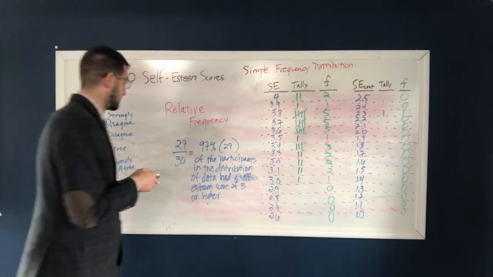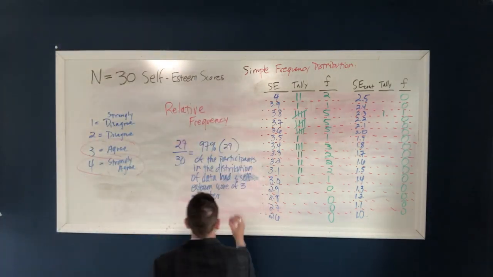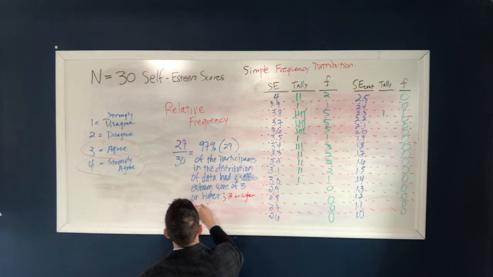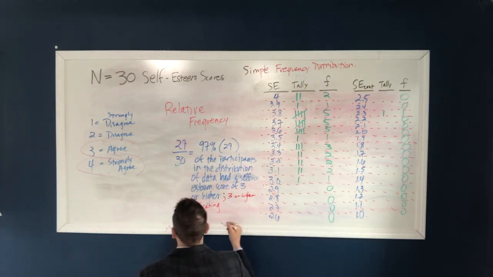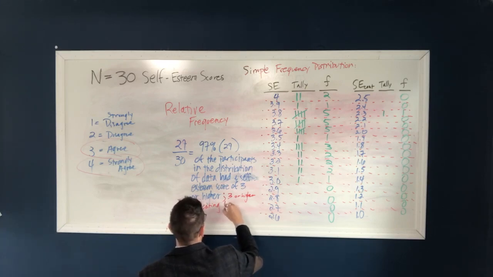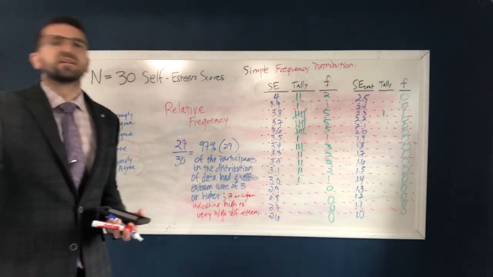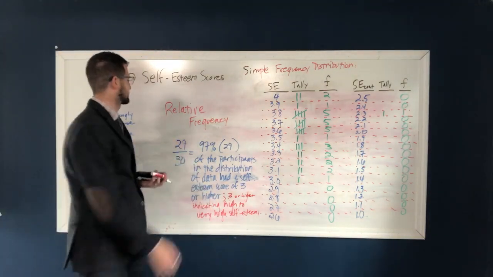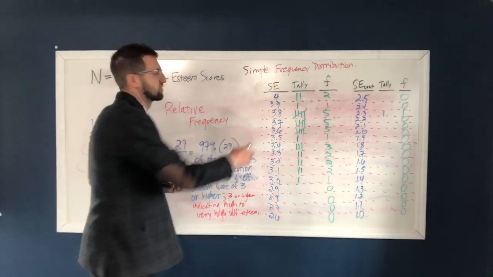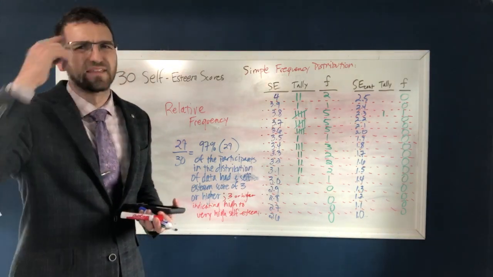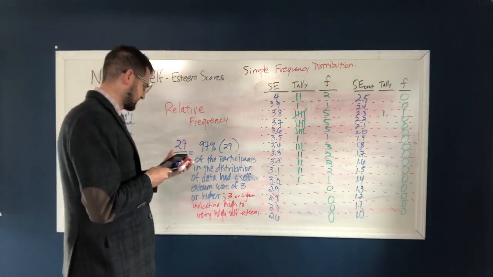Okay, meaning we could say 3 or higher, indicating really high to very high self-esteem. So that really gives it a little more context. But that's relative frequency. Relative frequency is taking a grouping of the values, dividing by the total, just to make a percent statement about the distribution of data. That's something I think everyone would intuitively attempt.